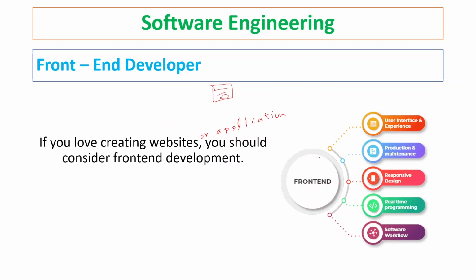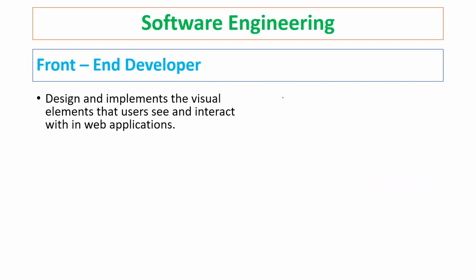Tasks done by the front-end developer: you can identify user interface and experience design, production and maintenance, responsive design, real-time programming, software workflow. Okay, so what are the duties? Design and implement the visual elements that users see and interact with in a web application. Here I am taking a web application example, but you can take a mobile application or any other application, right? Visual part designing means, by using a programming language, we are going to design that.